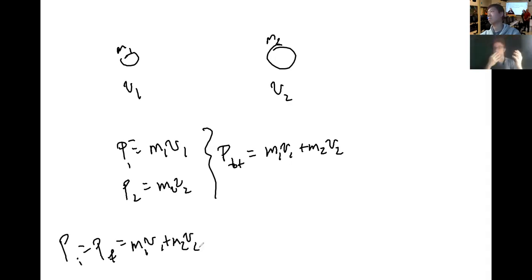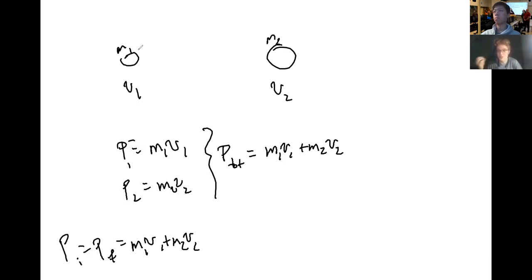No matter how fast one of the balls or the other ball is moving at the end of that collision, the total momentum is still going to be m1 v1 plus m2 v2. This is universal regardless of whether it's an elastic or an inelastic collision. And we can see, in this case, if we have a small ball bouncing against a bigger ball, which ball is going to be moving faster at the end of the collision? The smaller one, right?